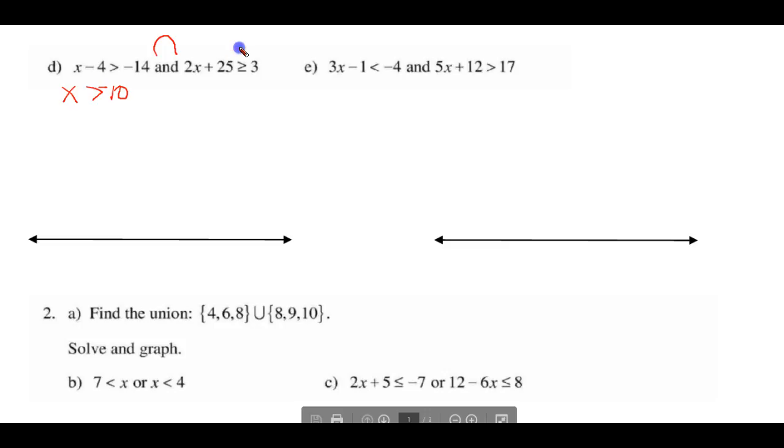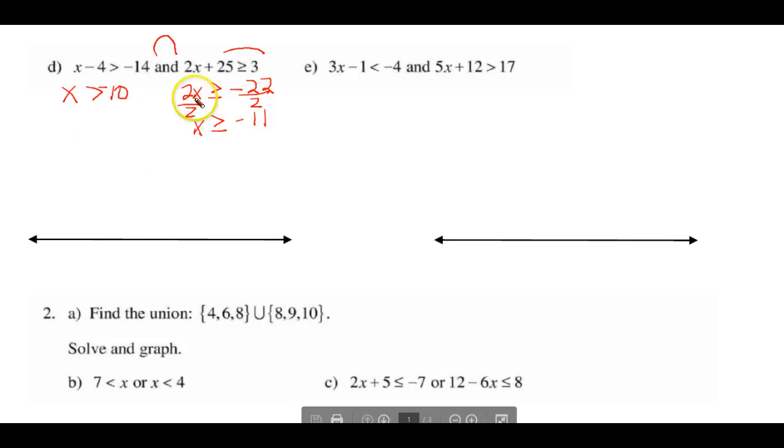Now here we're going to transpose this, and we get 2x is greater than or equal to -22. So this +25 on this side becomes a -25 plus 3 gives you a -22. Now to get x by itself, we just divide both sides by 2. Now since we're dividing by a positive, we don't have to worry about changing the direction of that inequality sign. So this becomes a -11.